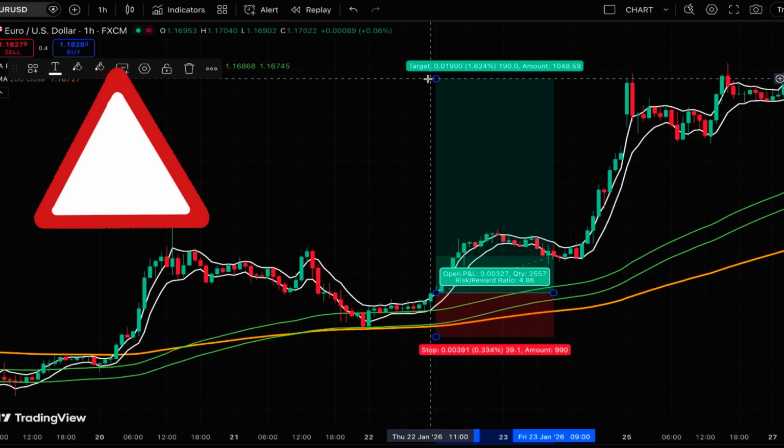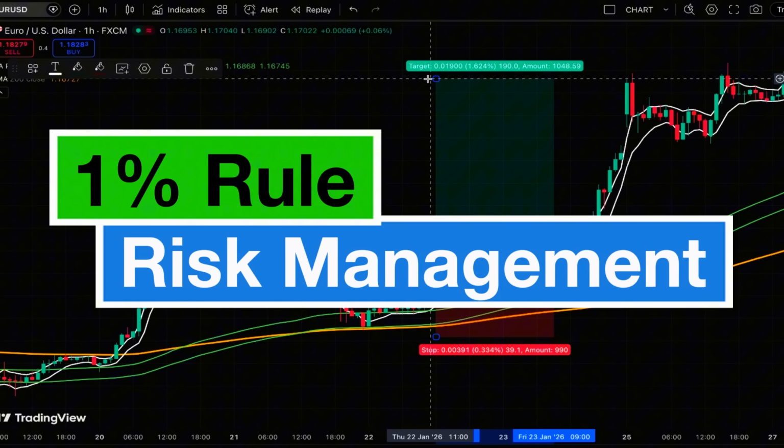Please pay attention that this trading strategy will not give you guaranteed signals. There is no trading strategy with 100% win rate. This is not possible, and you need to manage your risk properly so you can minimize the effect of your losing positions. 1% risk management is the best risk management strategy that is recommended by professional traders.